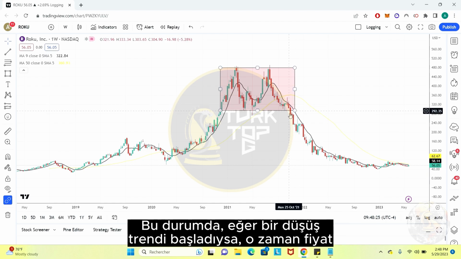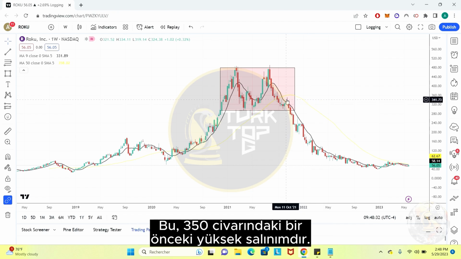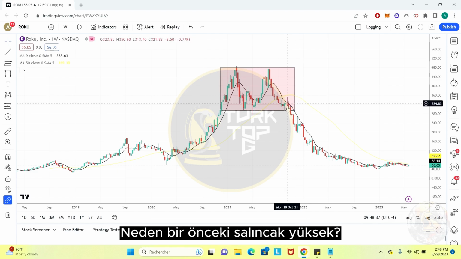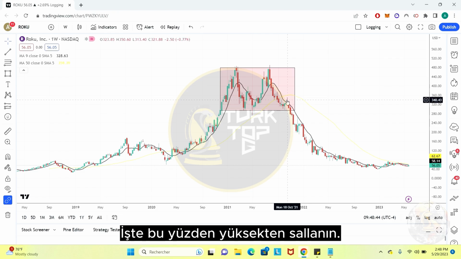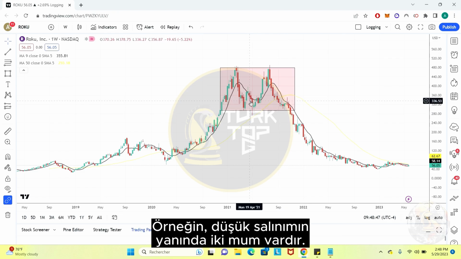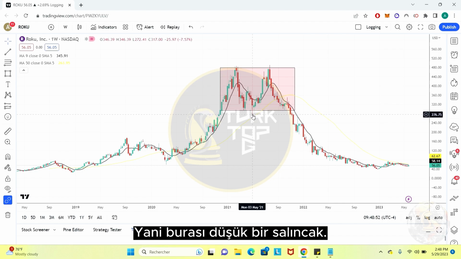In this case, if a downtrend has started, then price should never really go above the previous swing high. This right here, around 350, is the previous swing high. Why is it a previous swing high? Because the two candles, left and right of it, do not make a new high. A swing low, for example, has the two candles to the side of it that do not go any lower. So that's a swing low right here.